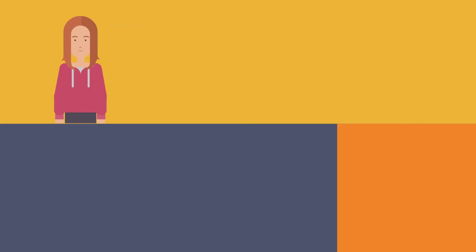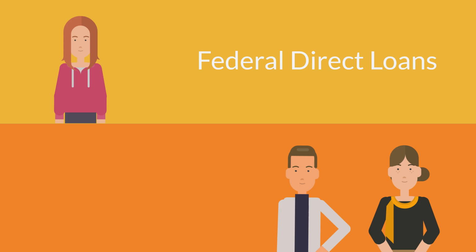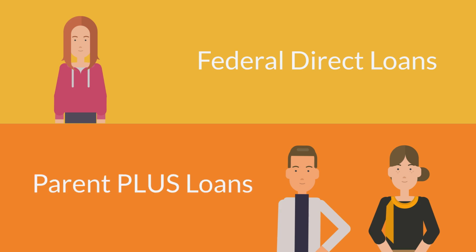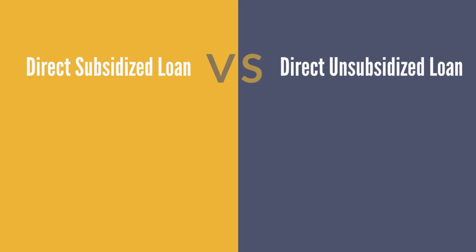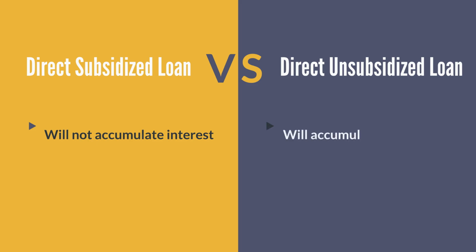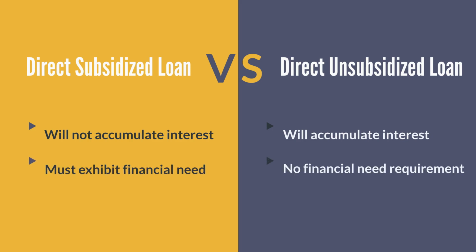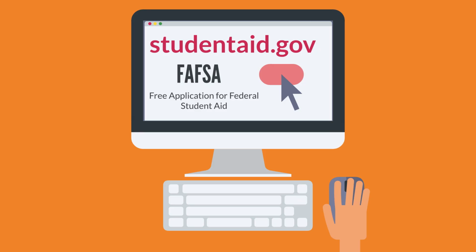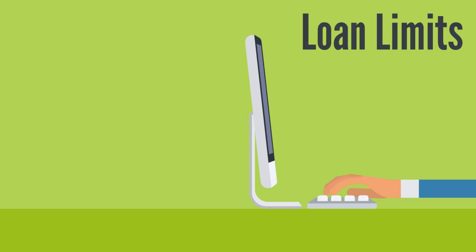There are two types of federal loans: federal direct loans, which are taken out in the student's name, and Parent PLUS loans, which are taken out in the parent's name. The federal direct subsidized loan will not accumulate interest as long as the student is enrolled at least part-time. The federal direct unsubsidized loan does accumulate interest during the deferment period. Eligibility for the subsidized loan is dependent on the student's financial needs status, which is determined from the FAFSA. The loan amount for which a student is eligible depends on their year and dependency status. The amount for which a student is eligible increases after their first and second academic years.